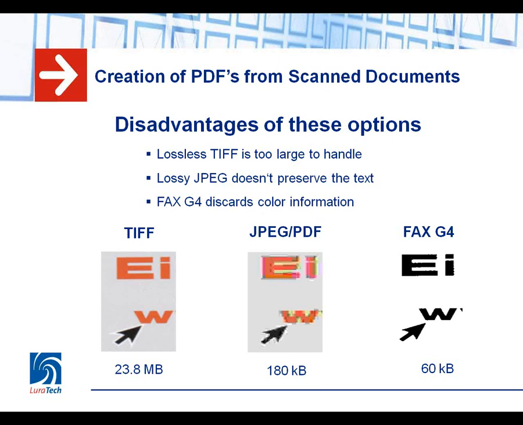Now if you scan to JPEG and apply high compression, or to high compression JPEGs within PDF, you can get a smaller file size of around 180K, but the image quality actually degrades, especially over text. And likewise, if you scan to Fax Group 4, you'll lose a lot of the color information. In other words, it will become black and white, but the file size, as you see here below, is actually small. So these all present issues when you're scanning documents and want to preserve documents.